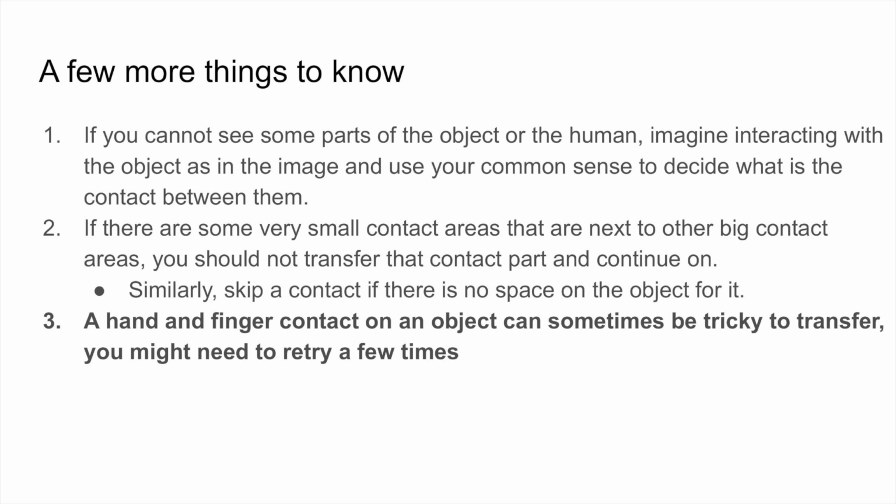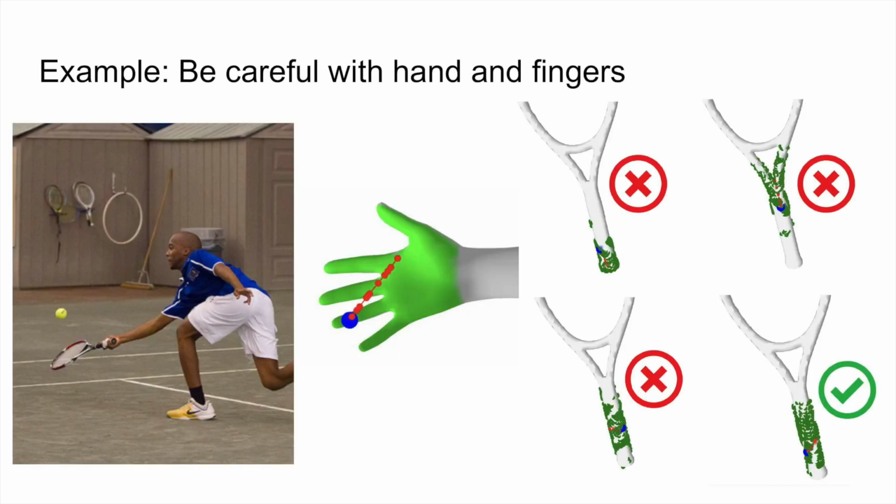Third, hand and finger contact on an object can sometimes be tricky to transfer. You might need to retry a few times. Here you can see a tennis racket held in the right hand. Look at the 4 annotation examples. You can see that clicking just a little bit wrong can lead to a very wrong contact transfer. So pay attention to where the blue ball and the red line is inside the green contact area on the human body.